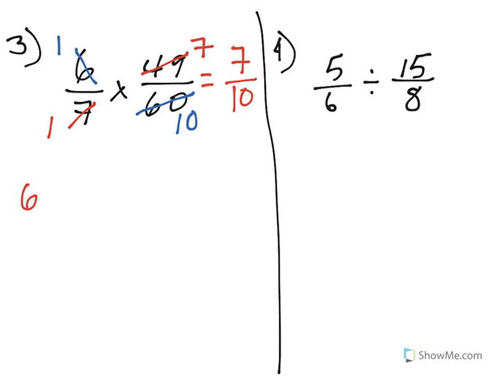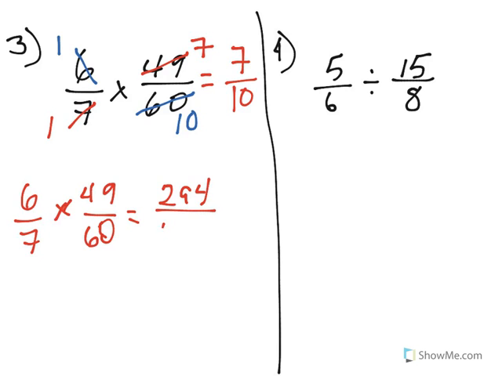Okay, that's much easier than doing 6 times 49 and 7 times 60 and then reducing all the way. I mean, you could do that, but it would be a very, very foolish way to do it. 6 times 49 is 294, and 7 times 60 is 420. And you would have to figure out how to reduce that all the way down to 7 over 10. That's a lot of work, and I'm pretty sure that it's much easier just to understand cross-canceling here.